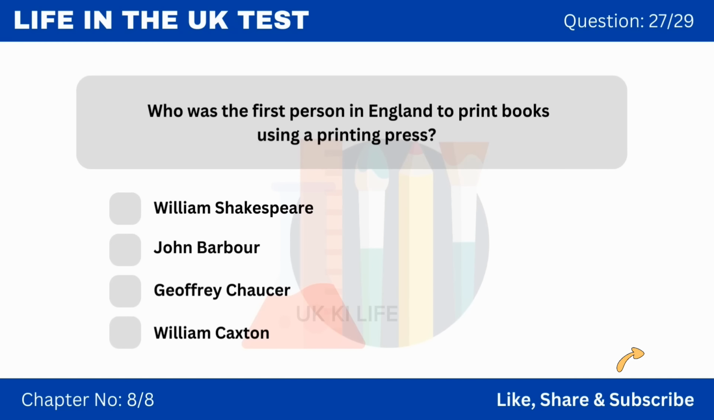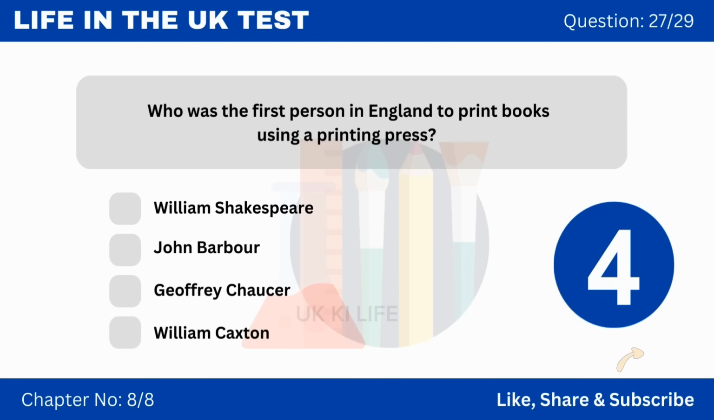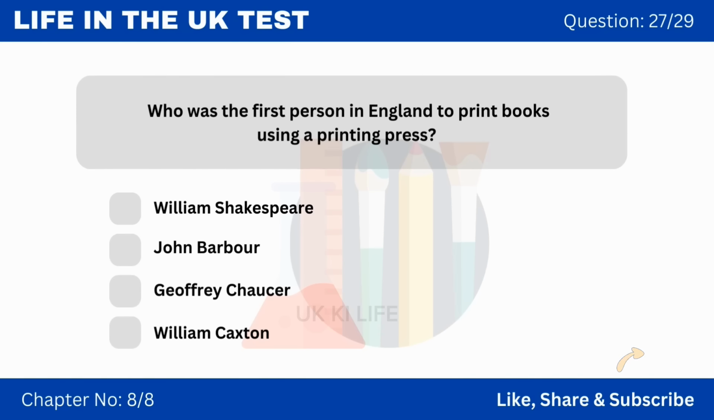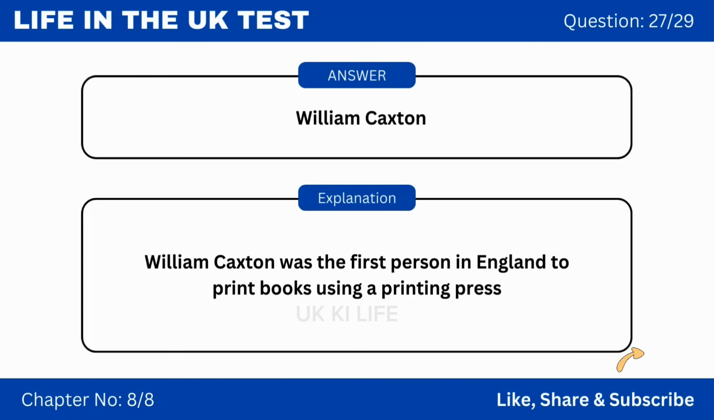Question 27. Who was the first person in England to print books using a printing press? William Shakespeare, John Barber, Geoffrey Chaucer, William Caxton. The correct option is D. Explanation. William Caxton was the first person in England to print books using a printing press.